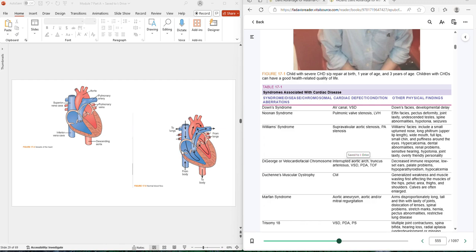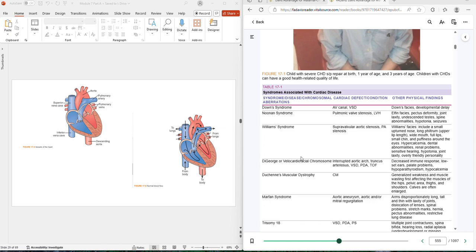So from the body, okay, to the right atrium, through the right ventricle, up through the pulmonary artery, and into the lungs, from the lungs down into the left atrium, then the left atrium, left ventricle, back up into the aorta, and then down into the body. Okay, so just remember that blood flow.